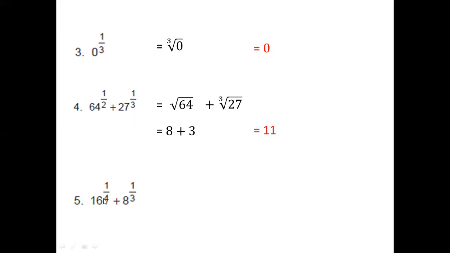Okay, the next one. Here we have to find the fourth root of 16 plus the cube root of 8. What's the fourth root of 16? Which number multiplied 4 times will give you 16? 2. And the cube root of 8, which number multiplied 3 times gives us 8? 2. So 2 plus 2 is 4. This is as easy as it could be.